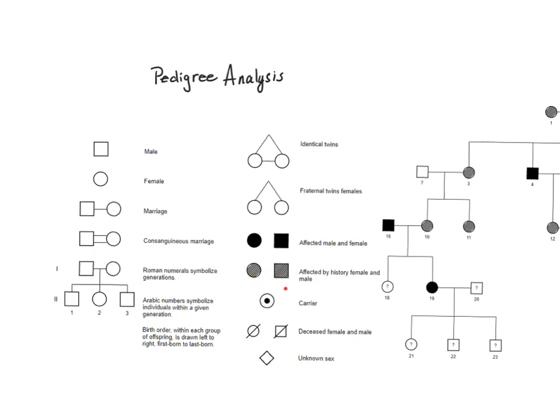Sometimes you get symbols that are hatched, and these individuals are usually affected by history. Again, female circles, male squares. If an individual in a pedigree is deceased, there's a line diagonally through the symbol. If there's an individual of unknown sex, like a pregnancy where sex is undetermined, then they're given by a diamond shape.